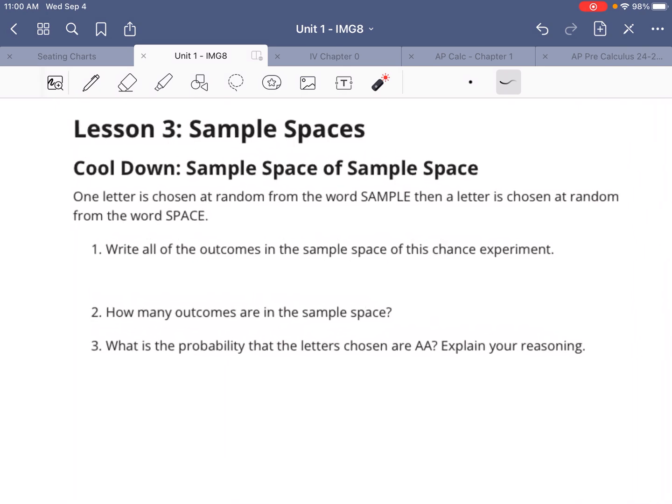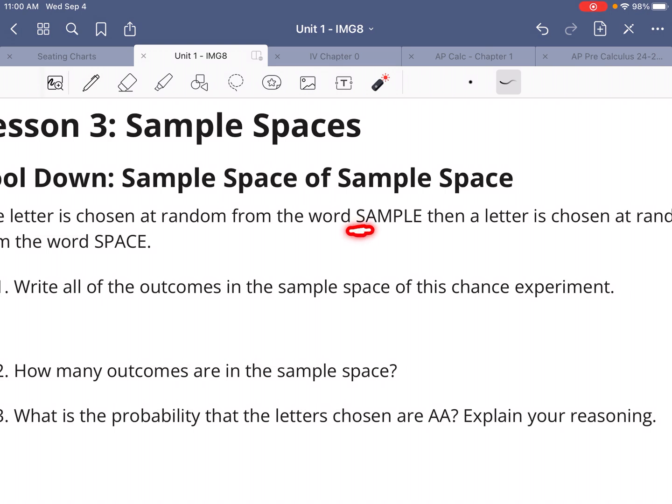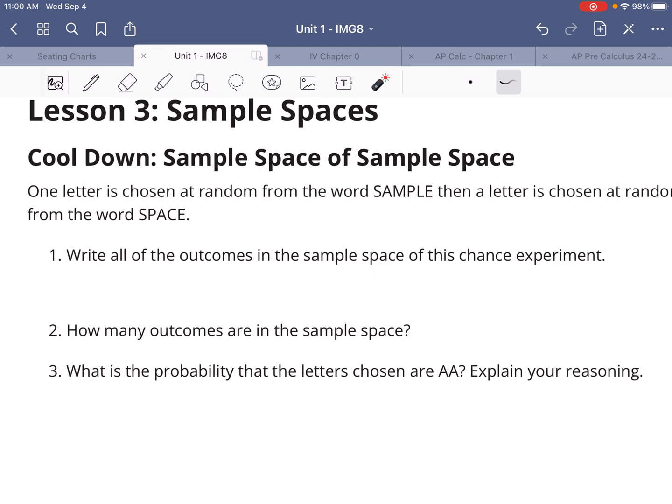Now, one letter is chosen at random from the word sample, then a letter is chosen at random from the word space. Write all of the outcomes in the sample space of this chance experiment. What are all the possible outcomes? Well, if on your first draw you get an S from sample, you have 1, 2, 3, 4, 5 different letters that it could go with. So how many outcomes are in the sample space?